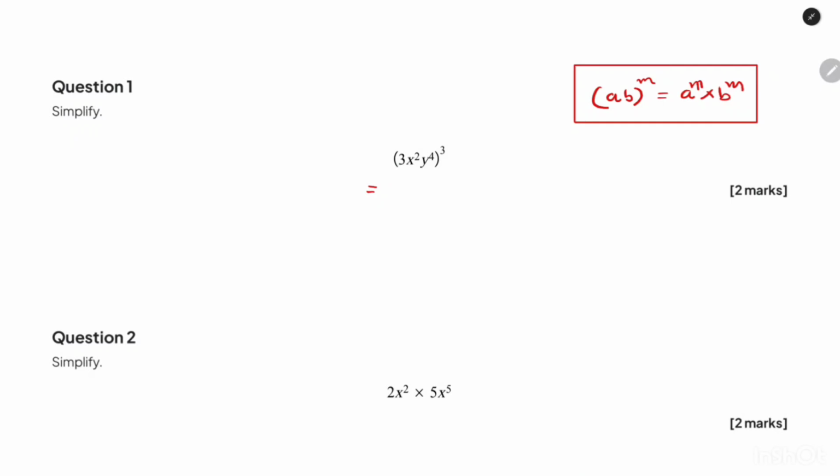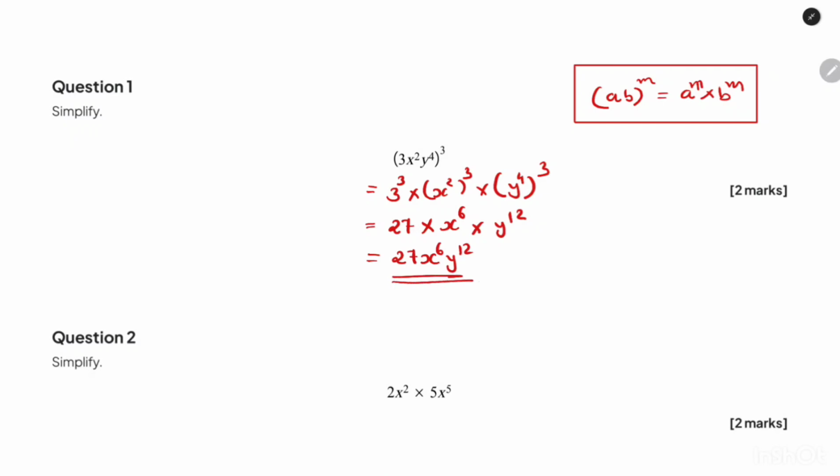So here that is 3 raised to 3 into x square raised to 3 into y raised to 4 to the power 3. Now 3 raised to 3 is 3 into 3 into 3, which is 27. This is x raised to 2 into 3, which is x raised to 6. This is y raised to 4 into 3, which is y raised to 12. For those who couldn't understand this, I have used that identity that power will be multiplied. So here 2 into 3 is 6 and 4 into 3 is 12. Now I can just simply write it like this: 27 x raised to 6 y raised to 12 without the multiplication sign. So this is the answer for the first question.